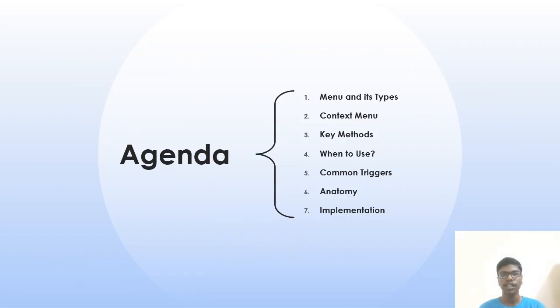Our session today is structured into 7 key areas. First, we'll explore menus and their types to understand the broader category. Then we'll see context menu, key methods, when to use the context menu, common triggers, anatomy, and practical implementation part.